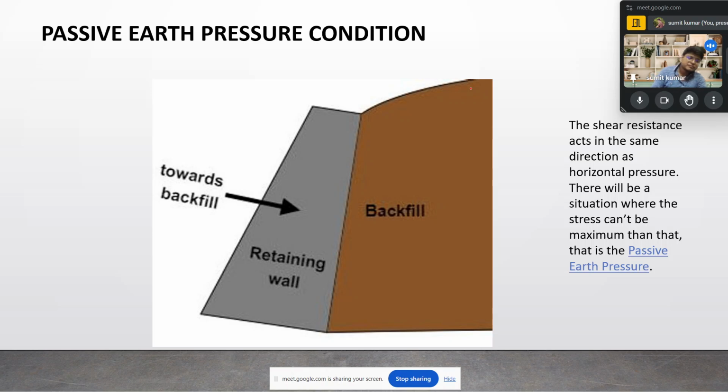Okay, because you know over here when the wall is moving toward the backfill, the pressure in the horizontal direction is enormously high, because the soil also gets more stress. As it has been seen in the active earth pressure condition, as the wall moves away the stress gets released and the soil gets relaxed, but in this condition the vice versa could develop as the wall is moving toward the backfill.